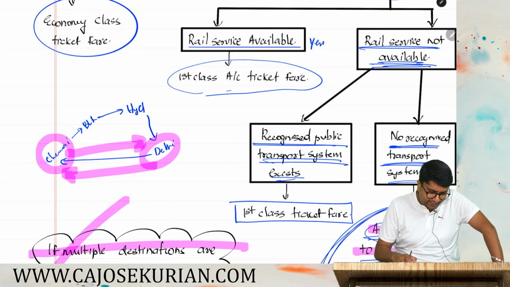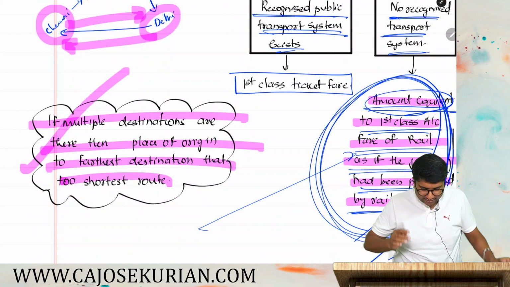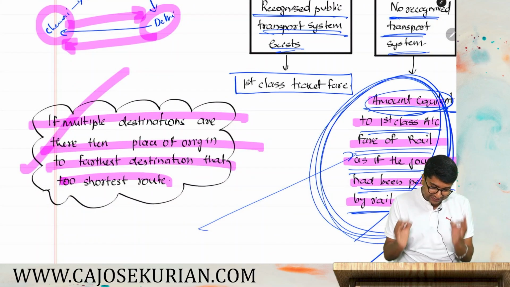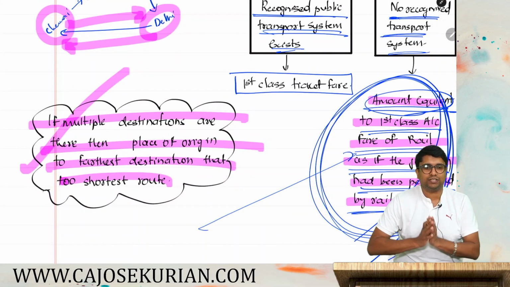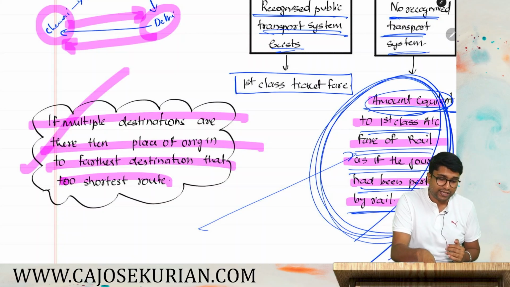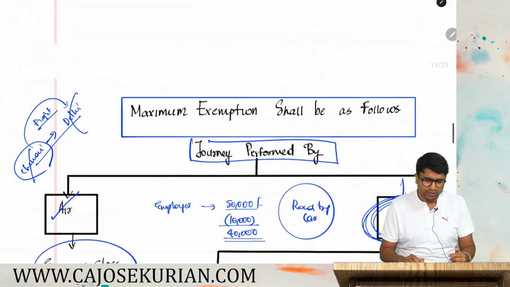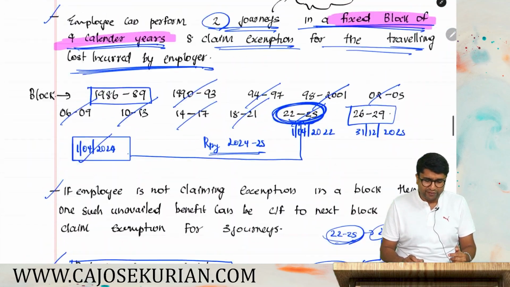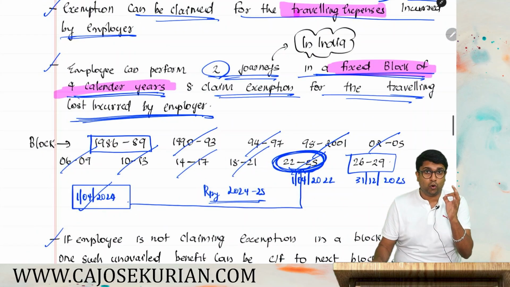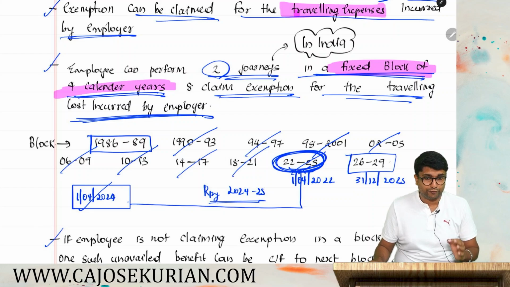That's what the department says. So if multiple destinations are there, then place of origin to the farthest destination, that too by the shortest route, is the maximum exemption that you can claim. So I hope that point is also clear. So this is what is called as Section 10(5) leave travel concession. So I hope it is super clear for all of you.